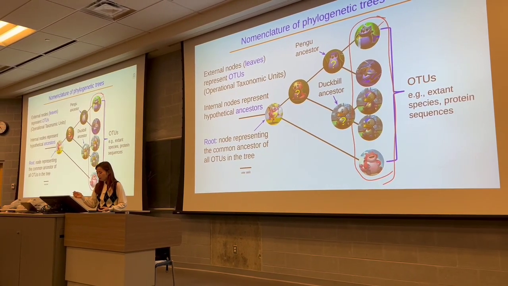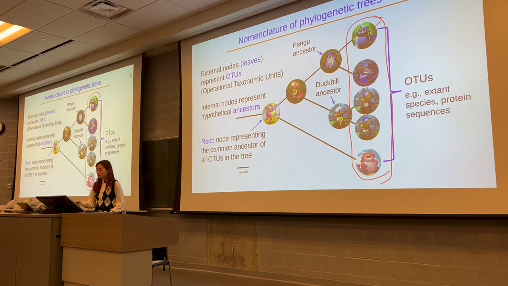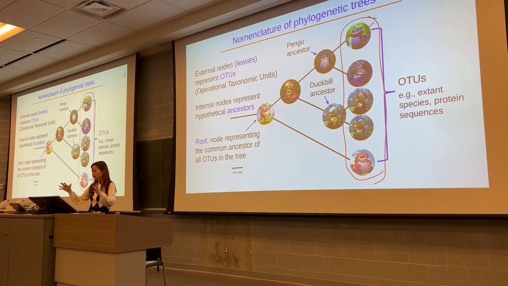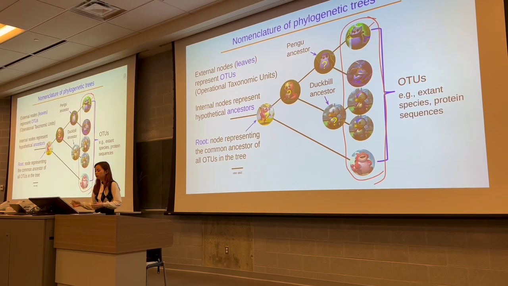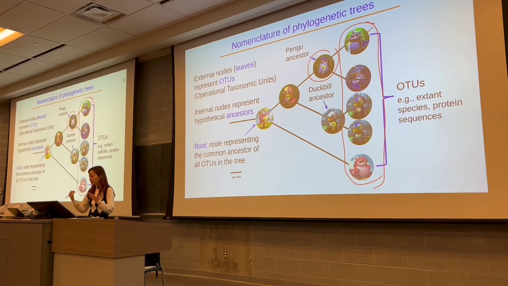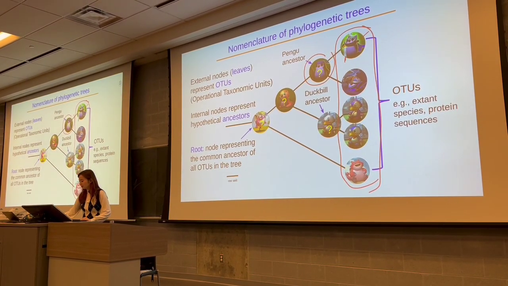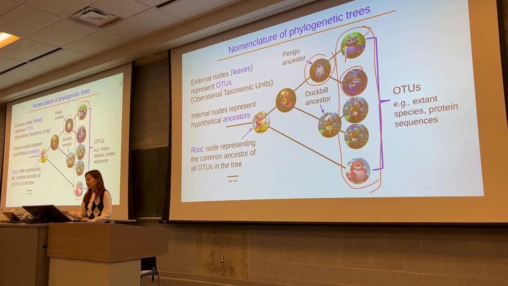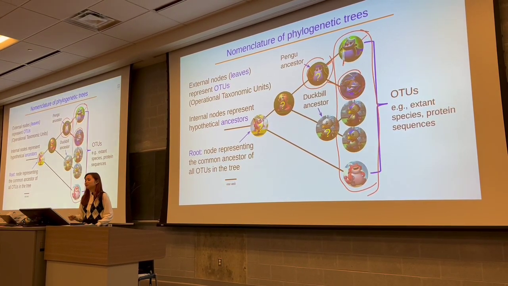Okay. In terms of internal nodes, they represent hypothetical ancestors. So these are not living species or living sequences. They are hypotheses for what the ancestor between those would be. So you see here, that's the pengu ancestor, or hypothesized pengu ancestor. We've got our knight pengu with the sword here, and then this is a samurai pengu. So I'm going to hypothesize that their common ancestor was the pengu with the wooden sword.